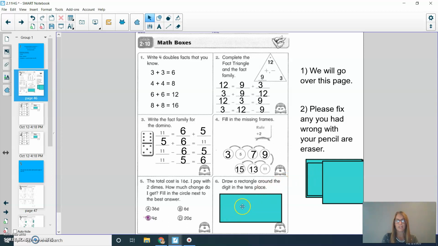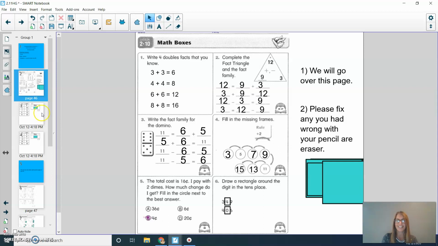For question number 6, draw a rectangle around the digit in the tens place. So in that first number, 349, the 4 is in the tens place. Then in 406, the 0 is in the tens place. Again, if you're noticing that you have any mistakes, please fix those with your pencil and eraser. For these next slides in the lesson, you can just watch and listen, and then we'll get to our math journal. You don't need to write anything down on your whiteboard.